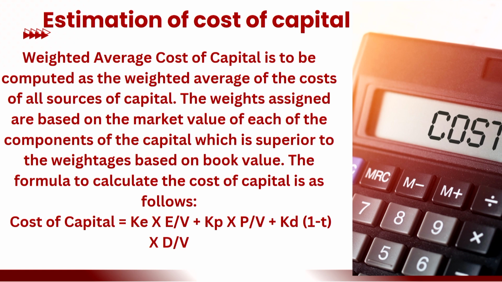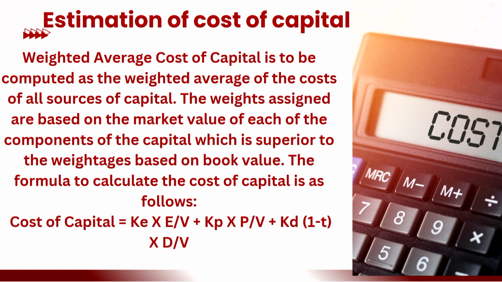I just hinted at, while discussing the steps of the discounted cash flow model, that we are going to make use of weights, and here weights mean the proportion of a particular component of capital to the total capital employed in the business. So here the weighted average cost of capital is to be computed as the weighted average of the cost of all the sources of capital. The weights assigned are based on the market value of each of the components of capital, which is superior to weights based on book value.